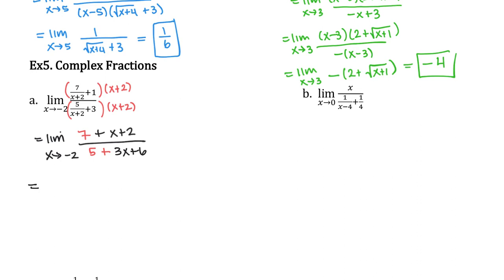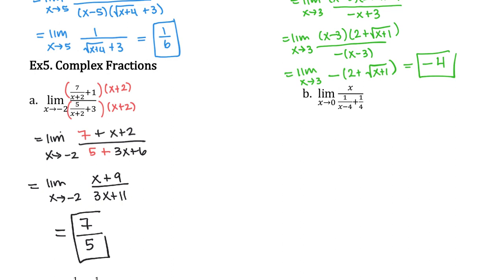Now I'm going to simplify this a little bit, although I could plug in right now. I just want it nicer before I plug in. So I get x plus 9 over 3x plus 11, which I can now do direct substitution on. -2 plus 9 is 7. 3 times -2, -6 plus 11 is 5. So the limit is 7/5. And remember, it only didn't exist because there was some kind of hole there.